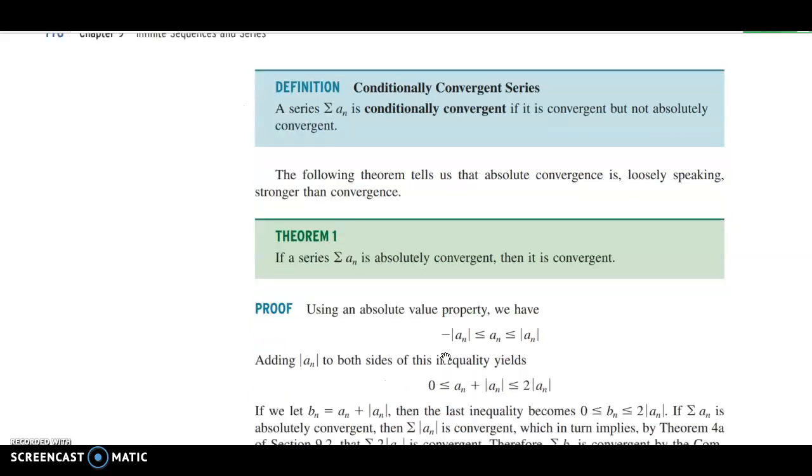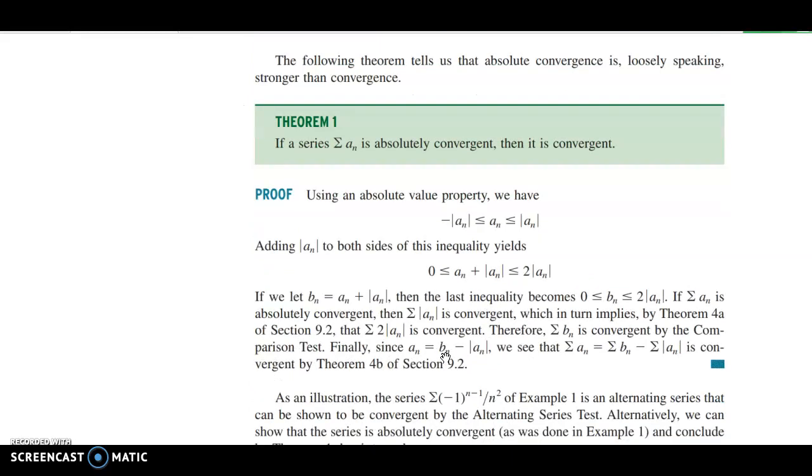Theorem 1. If sigma an is absolutely convergent, then it is convergent. You have to prove this carefully.